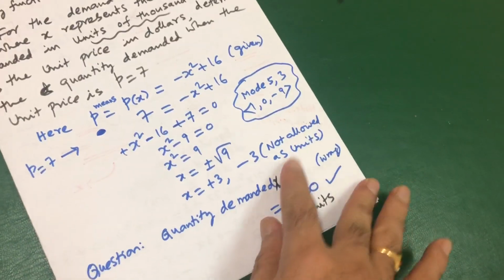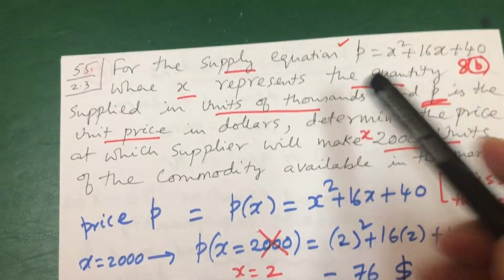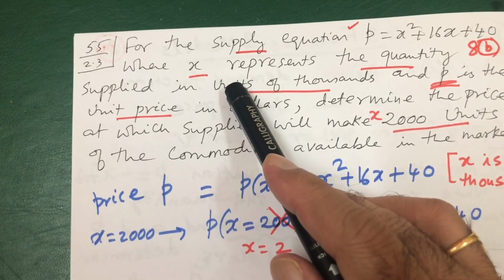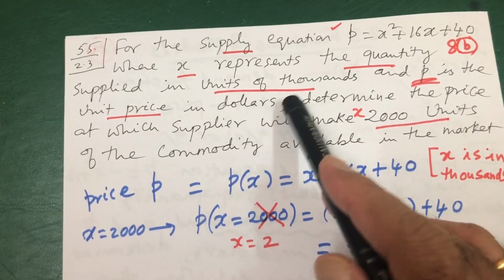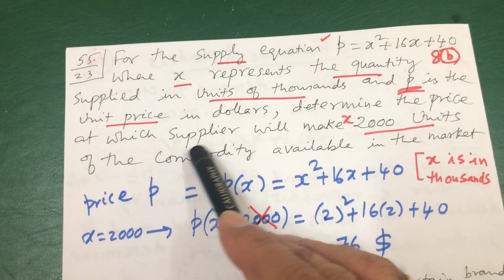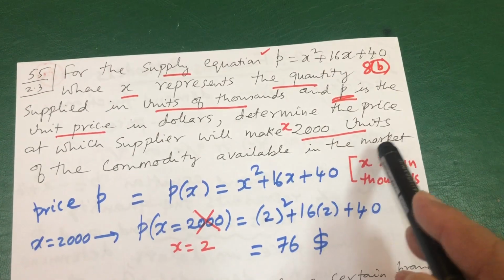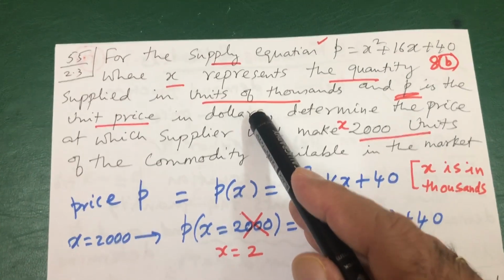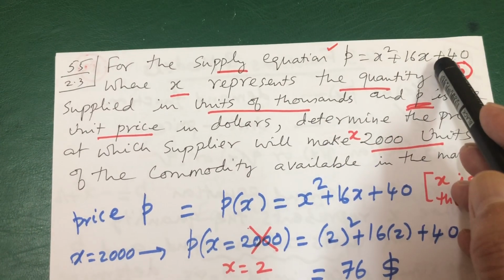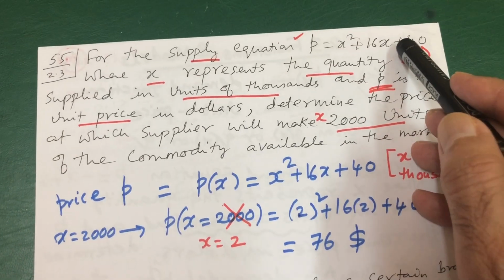So let us do another problem. For the supply equation P is equal to so and so, where x represents the quantity supplied in units of 1000 and P is the unit price in dollars, determine the price at which the supplier will make 2000 units of the commodity available in the market. It's a very, very important problem. This is called the supply equation.